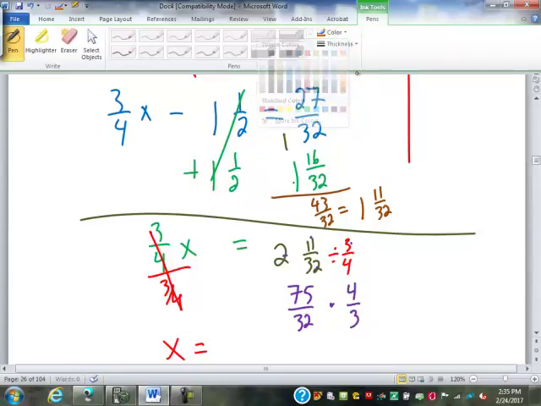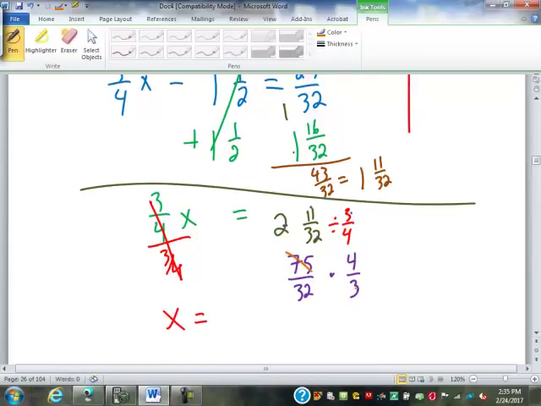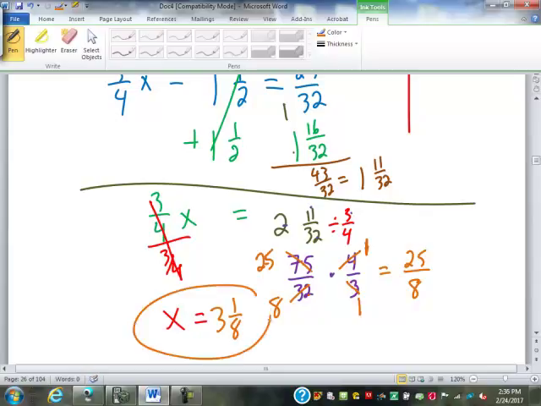Now, before I start multiplying here, what can I do? I can cross cancel. 75 and 3 both divide by 3. 3 divided by 3 is 1. 75 divided by 3 is 25. Is there anything else I can cross cancel? Yeah, 4 and 32 both divide by 4. 4 divided by 4 is 1. 32 divided by 4 is 8. So we've got 25 times 1 is 25. 8 times 1 is 8. 25 eighths. 8 goes into 25 3 times with 1 left over. So it's 3 and 1/8.